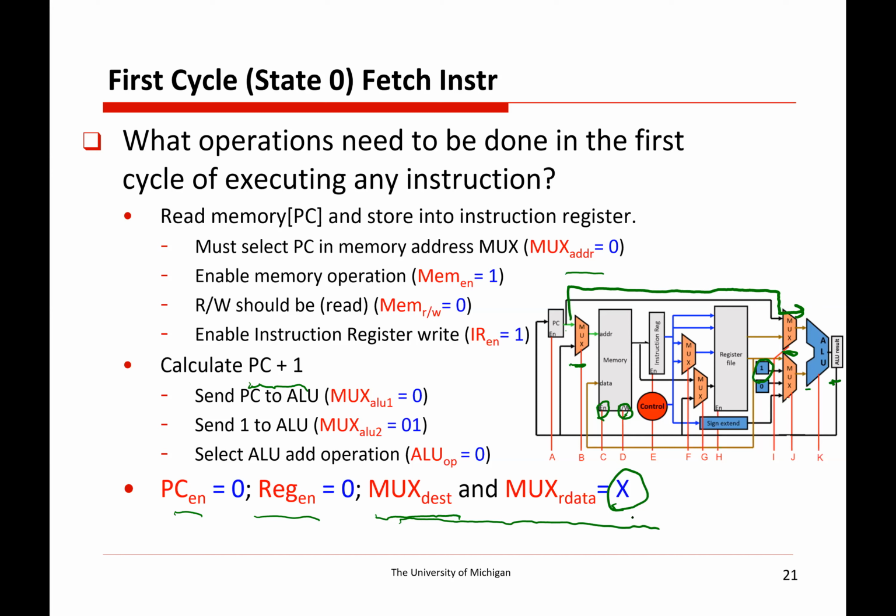Is mux ALU 2 J and K, Howard asks. So yeah, mux ALU 1 and ALU 2 are these two muxes here. So that's I and J right here. These are those two muxes. K is the ALU operation. I, comma J, PC is A.